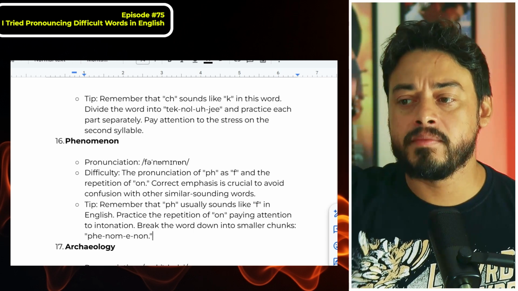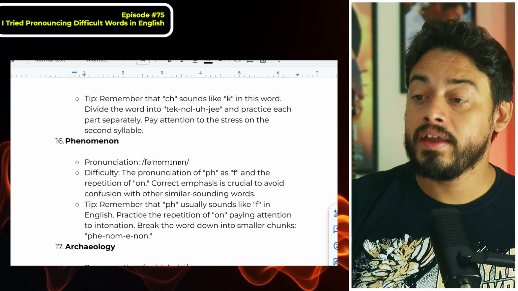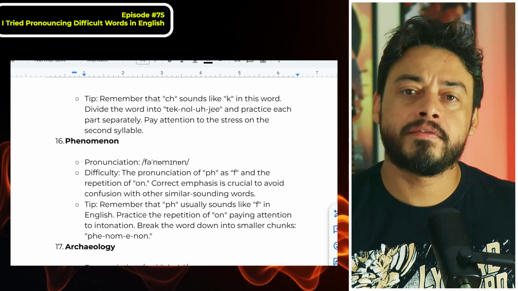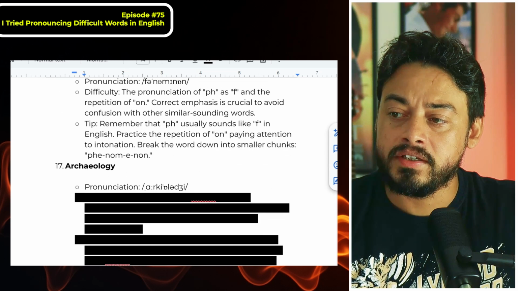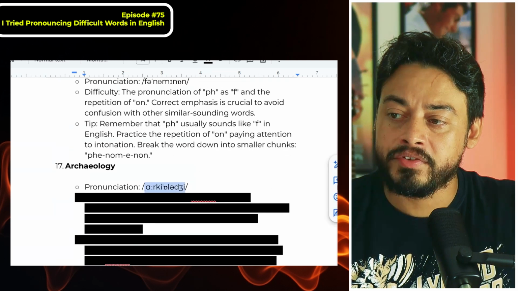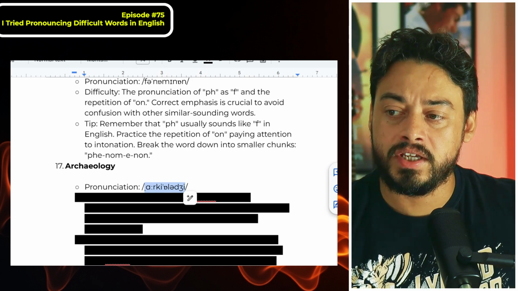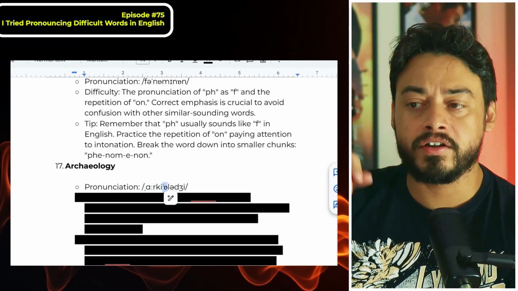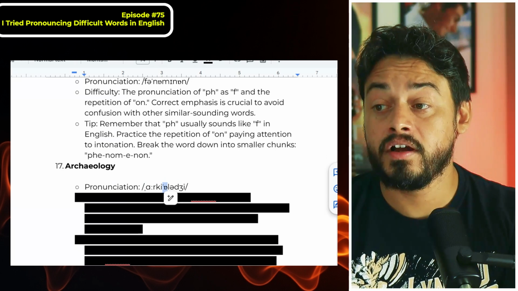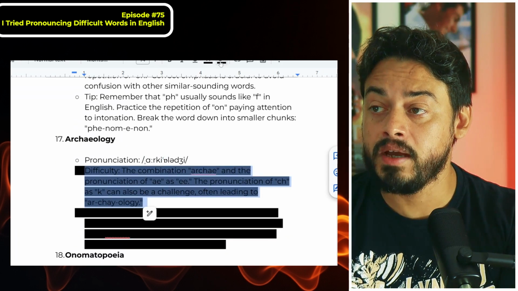Phenomenon. Break the word down into smaller chunks or groups, and you practice. All right? Next, we have archaeology. Take a look at the IPA symbols here. Archaeology. And the stress is right here in the middle. All right? So here's the difficulty about this word.